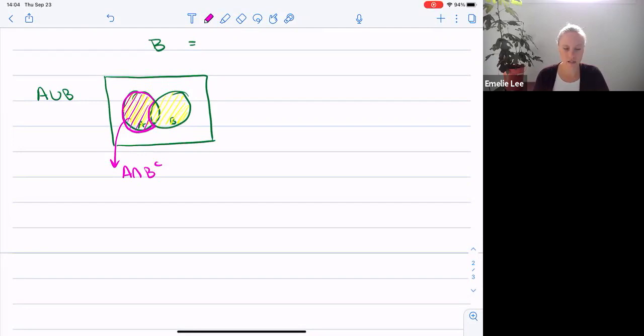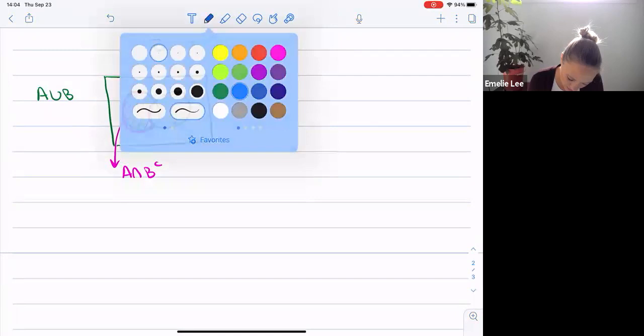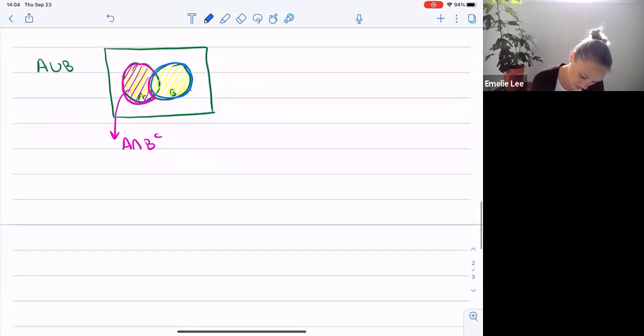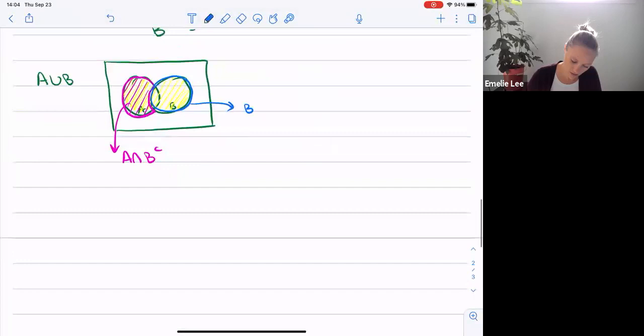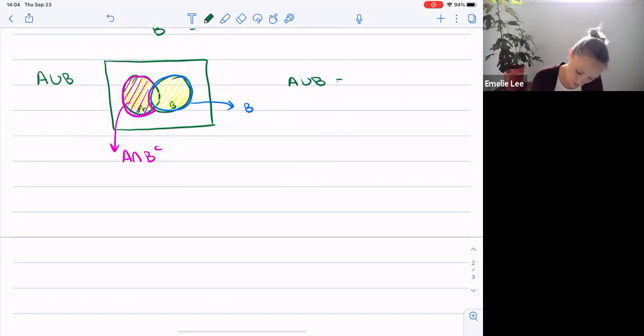Right? So here it's the intersection of A and not B. So it has to be in A and it can't be in B. And then what would I have here? I could try this, which would just be B. So option number one, so A or B, we could write it as A and not B, or B.